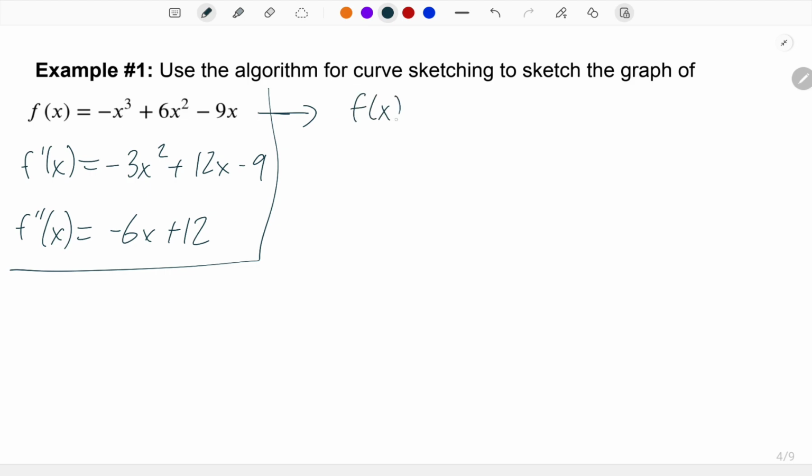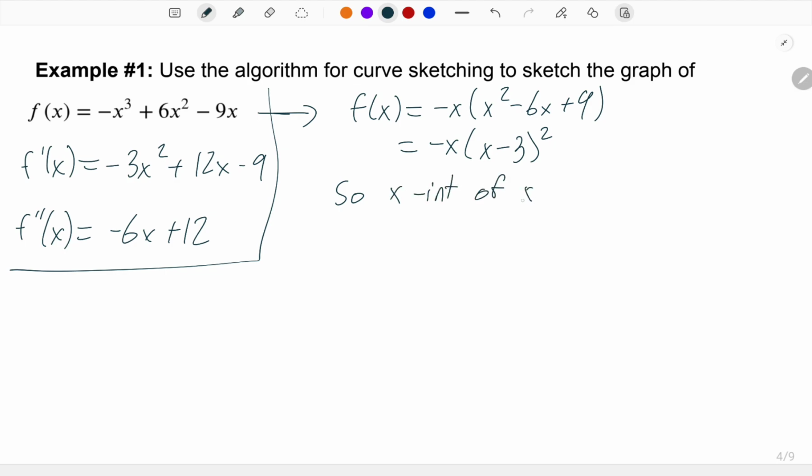Let's factor that to get the x-intercepts. So I'm going to factor out a negative: x squared minus 6x plus 9. And then that trinomial is just x minus 3 squared. So x-intercepts of x equal to 0, that's order 1, and x equal to 3, and that's order 2.